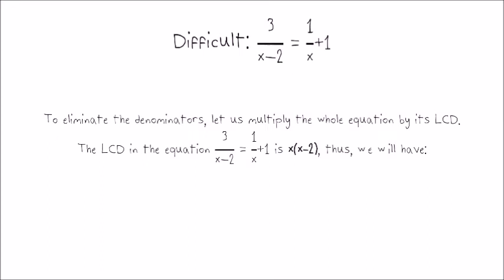To eliminate the denominators, let us multiply the whole equation by its LCD. The LCD in the equation, 3 over x minus 2 equals 1 over x plus 1, is x plus 1 times x minus 2. Thus, we will have 3 over x minus 2 equals 1 over x plus 1 times x plus 1 times x minus 2 will become 3x plus 3 equals x minus 2.